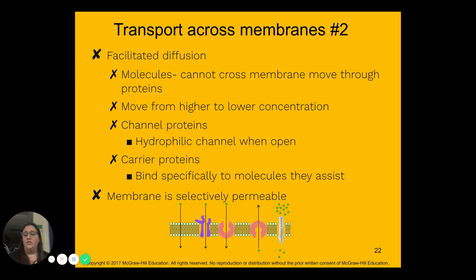You're going to have these channel proteins, which will have hydrophilic channels that will open up and allow those polar molecules to pass through. And then you'll have carrier proteins, which can bind to a specific molecule, and just by the kinetic energy of that molecule, they will change shape and open up onto the other side, releasing that molecule. So we call our membranes selectively permeable because they're only going to allow certain things in, and other things are going to need some help. And this is one way they can get help.